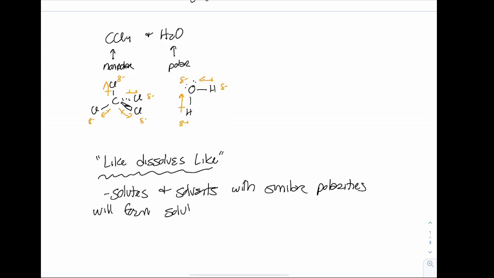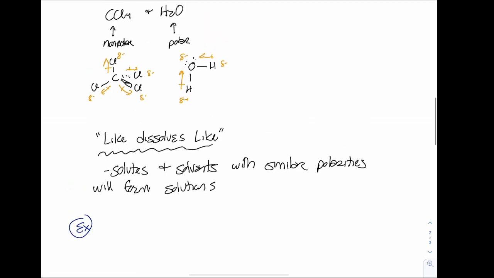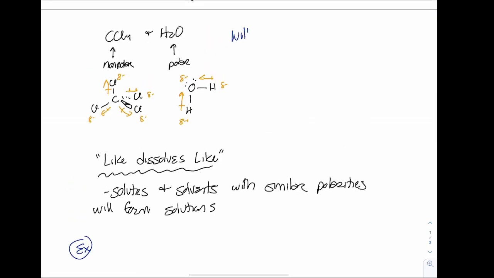Again, remember, I can still form a mixture. Carbon tetrachloride and water will form a heterogeneous mixture, just not a solution. So if it's polar, it will form a solution with something else that's polar. If it's non-polar, it'll form a solution with something else that's non-polar. Polar and non-polar, in my example here, those would not form a solution. So kind of an example for us. Besides the one we already did, we could put that here, will not form a solution.